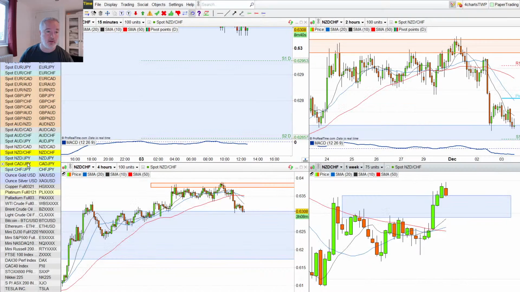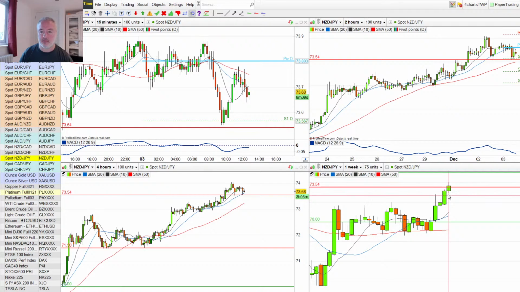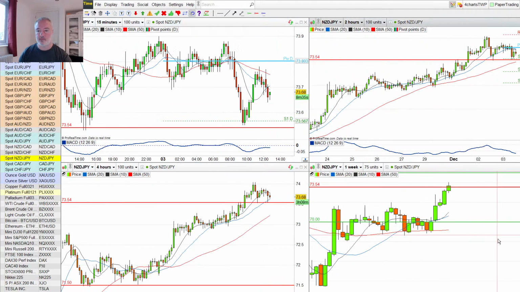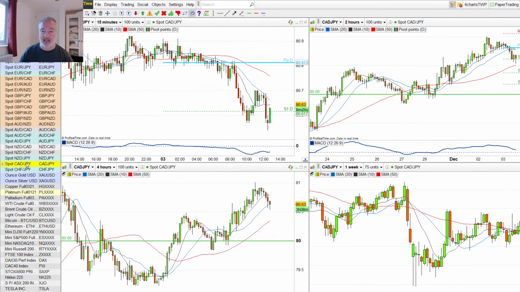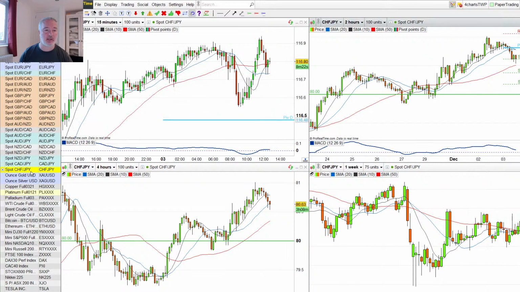So if price is going to head down, there could be short-term shorting opportunities within the context of that bigger trend. Kiwi Yen is still quite bullish overall. It's starting to break through weekly resistance, and therefore the monthly is up there. So Kiwi Yen might continue to climb. CAD Yen is a mess. It's still range bound here. It's a mess. I'd stay away from that.